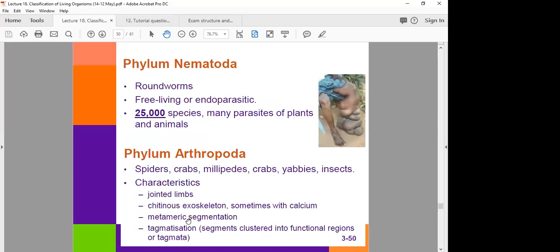metameric segmentation, but with a difference. This type of metameric segmentation is associated with what's called tagmatization. That is, several of those segments will be clustered together into functional regions or tagmata. So the functional regions might include a distinct head, a distinct thorax, and a distinct abdomen. So that's metameric segmentation with a bit of a difference.